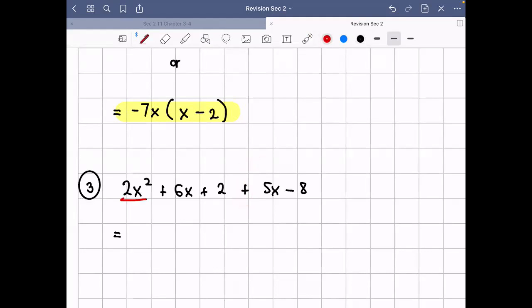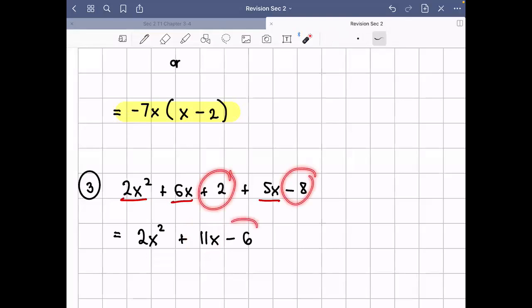So 2x squared, plus 11x, minus 6. Again, 6x and 5x gives you 11x, and then 2 and negative 8 gives you a negative 6. Okay? So this is the sum of the two.